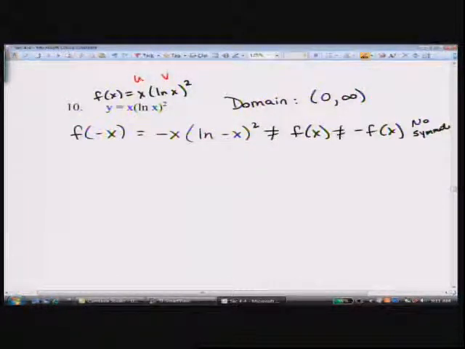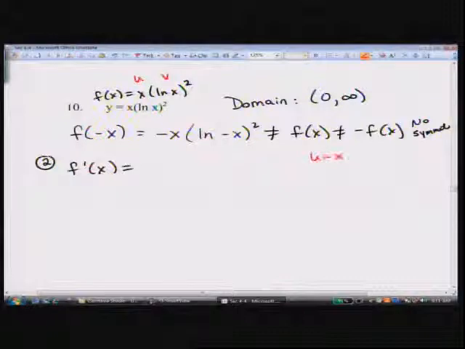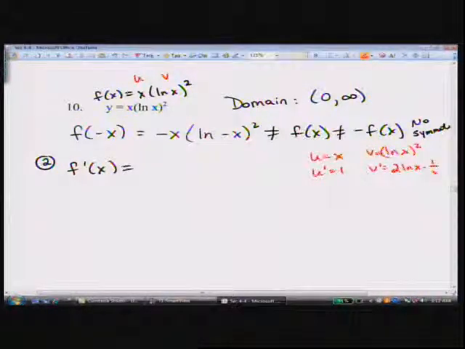All right, so let's take the derivative. That's step 2, I think. So f prime of x. If we have u equals x, u prime is equal to 1. v equals the ln of x quantity squared. So v prime equals, using the chain rule, 2 ln x times the derivative of ln x, which is 1 over x. Everybody remember that?